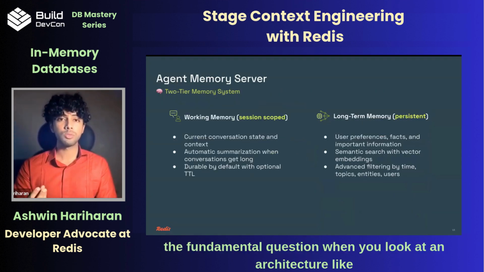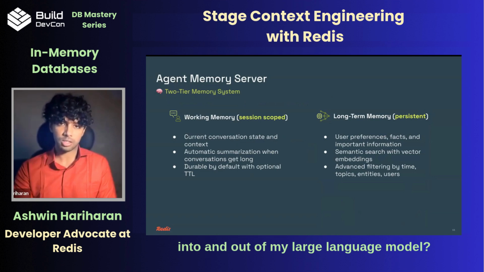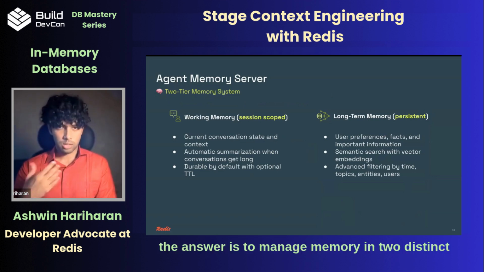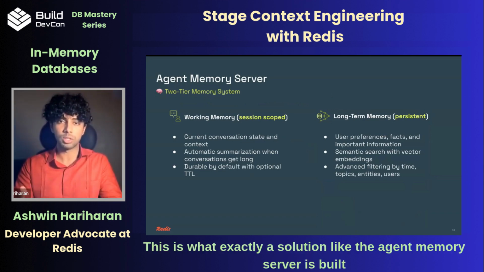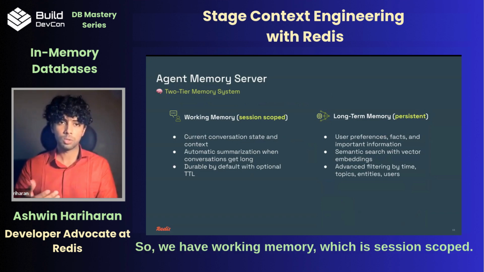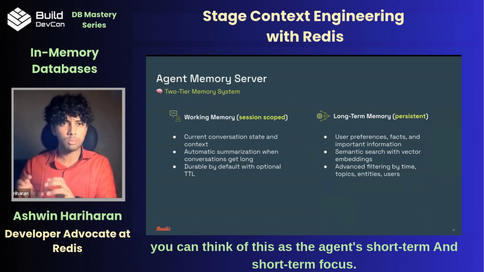Now, the fundamental question when you look at an architecture like this is, how do I get long-term memories into and out of my large language model, okay? So the answer is to manage memory in two distinct tiers, right? This is exactly what a solution like the agent memory server is built to handle. So we have working memory, which is session scoped. You can think of this as the agent's short-term focus.